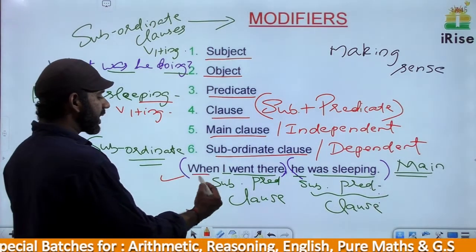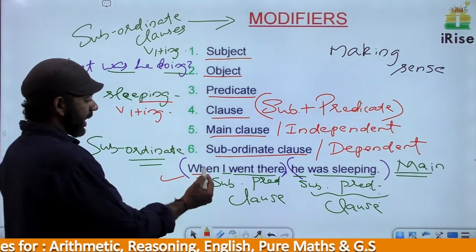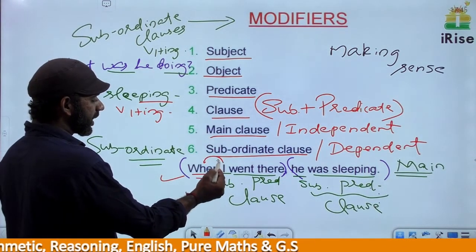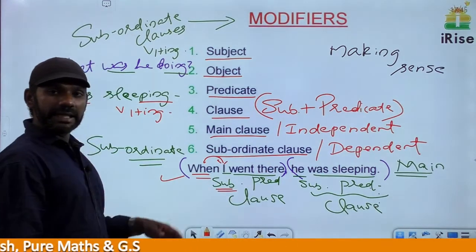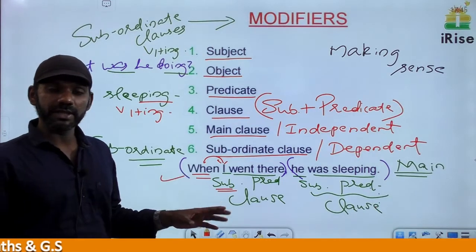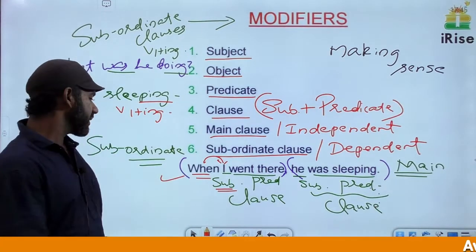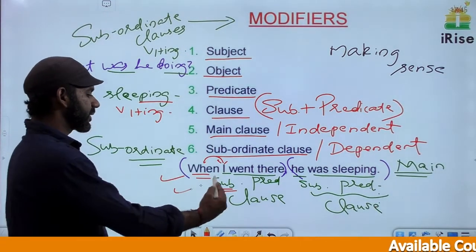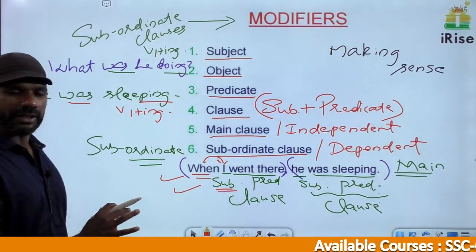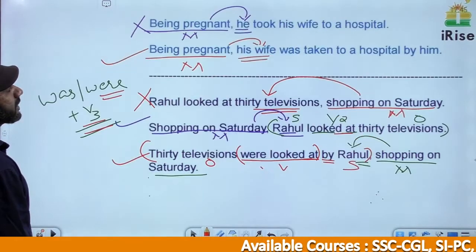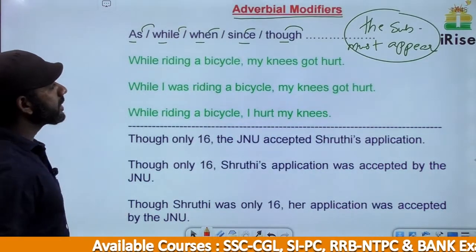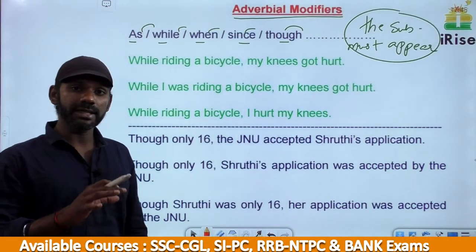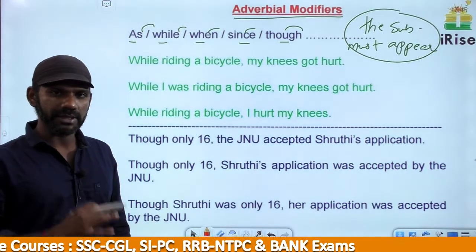When I went there, he was sleeping. When is an adverbial modifier. And immediately after the adverbial modifier when, we have the subject, which is I. So immediately after an adverbial modifier, we have a subject. The rule is completely fine. This one is grammatically correct. Got it? So immediately after these words, or immediately after the clause containing these words, the subject must appear.